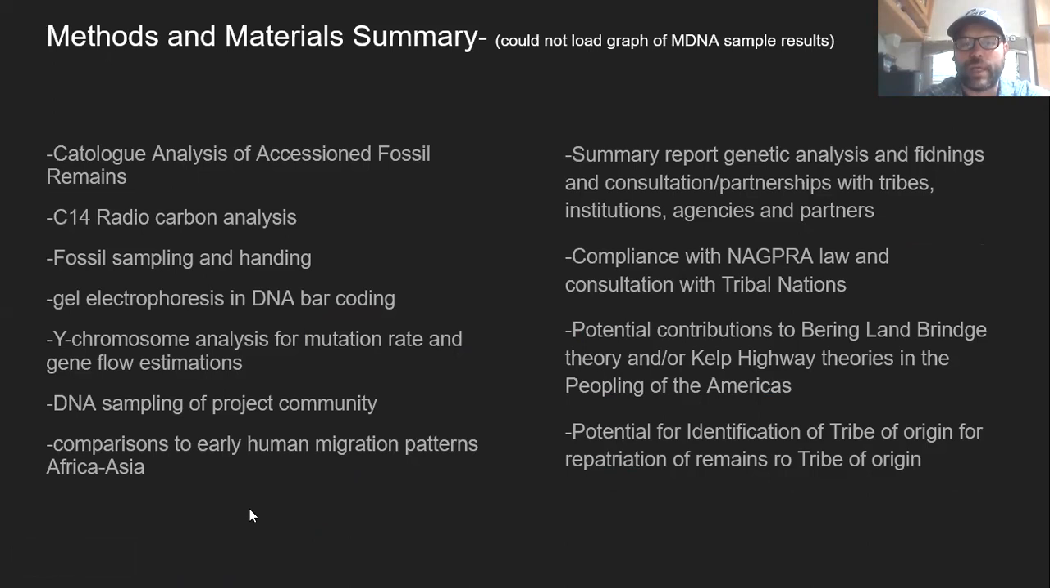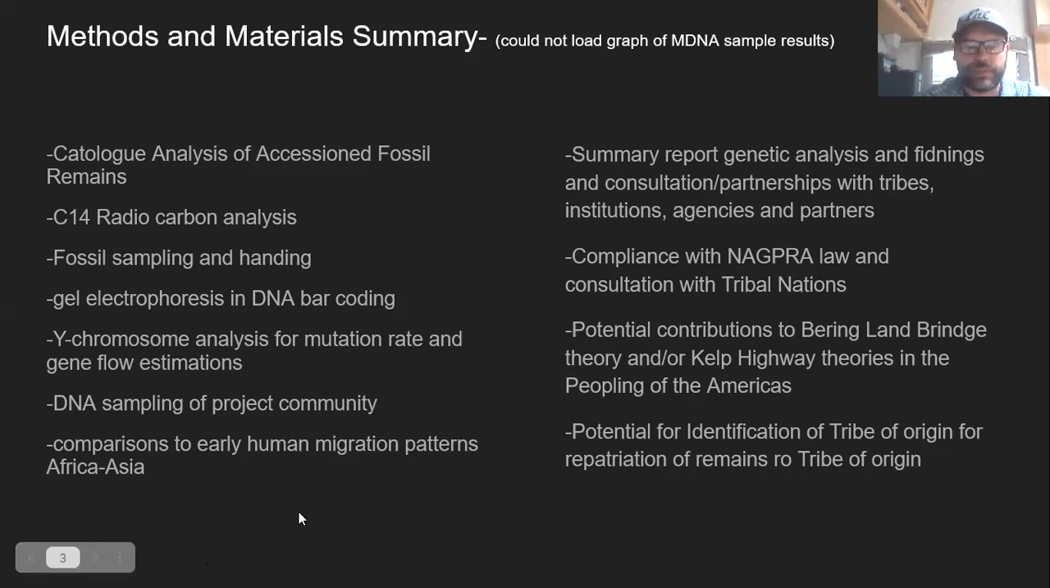We'll perform a catalog analysis of the accession fossil remains to target which institutions or agencies we would be approaching to get the fossil from to perform this analysis. And again, the carbon-14 radio analysis to be performed as a control to test the allele mutation frequencies against. Fossil sampling and handling is also required here. And again, the gel electrophoresis is done in conjunction to find the DNA barcoding analysis results, and then also the Y chromosome analysis test for the mutation rate and gene flow estimations over time and geographical distribution.